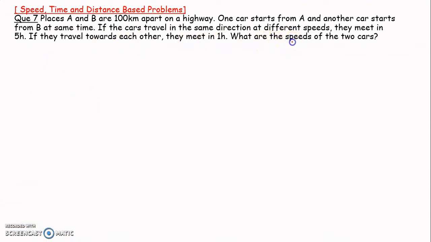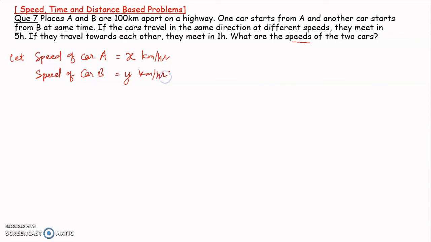Here we have to find out the speeds of two cars. So let's say the speed of car A is x kilometer per hour, and the speed of car B is y kilometer per hour. The places A and B are 100 kilometer apart. So let's say this is place A, this is place B, and the distance between those two is 100 kilometer.